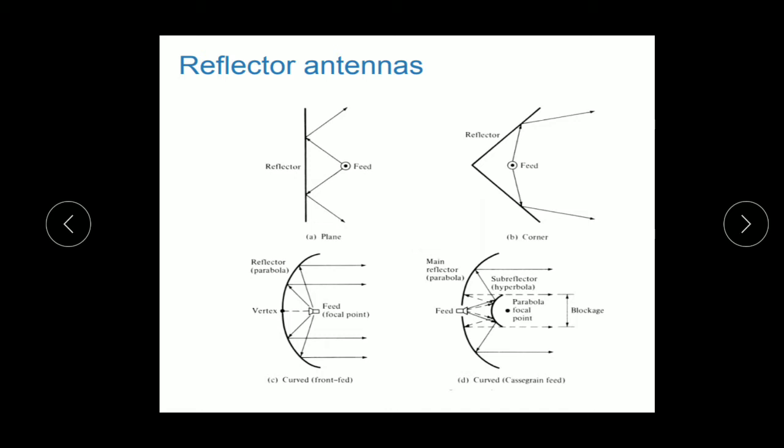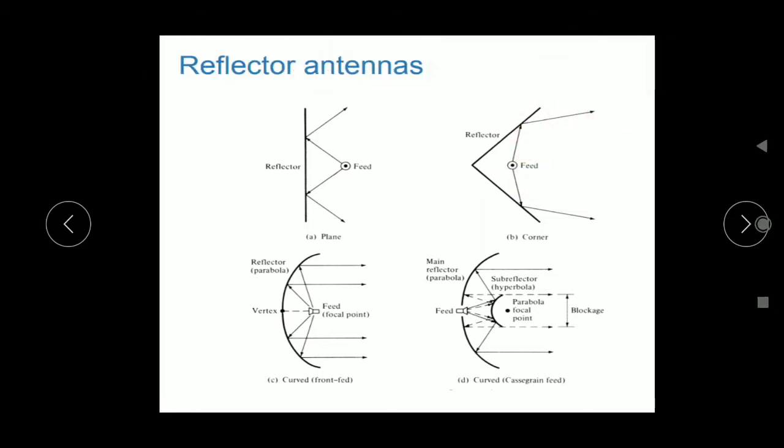There are a lot of reflector mechanisms. This is the plane reflector, where the energy is reflected through the reflector. There may be a reflector plate. This is the corner reflector, with the corner shape, and the middle part is the feed, where the energy is reflected through the reflector.